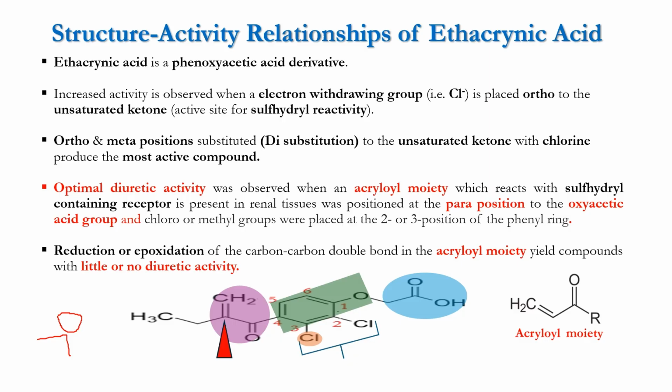very little activity. That means if we are going to reduce the double bond here to be saturated, so they have little diuretic activity, and if we can make the molecule to have an epoxide characteristics, so they totally lost their diuretic activity, so that the double bond that are going to be found in the acrylyl moiety is essential for optimal diuretic activity of the ethacrynic acid.